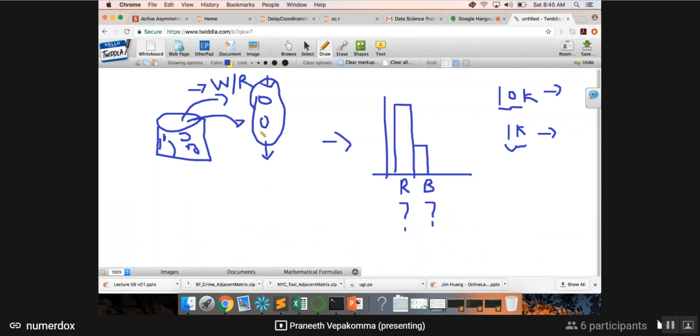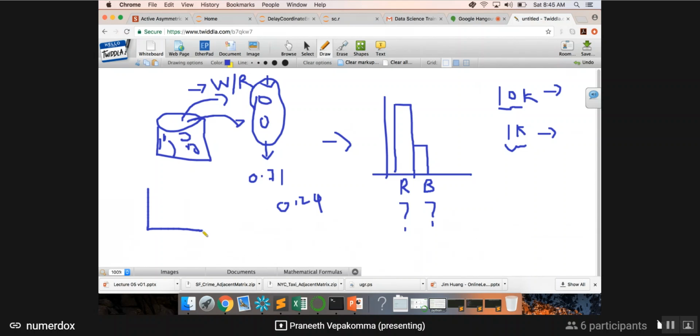So I will compute the proportion of red and blue. Maybe I get an answer, 0.71 and 0.29 in my first sample. Okay, then what I do is put all these 1,000 balls back into the bucket.